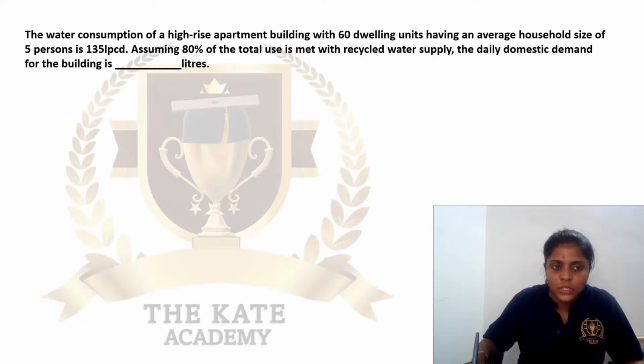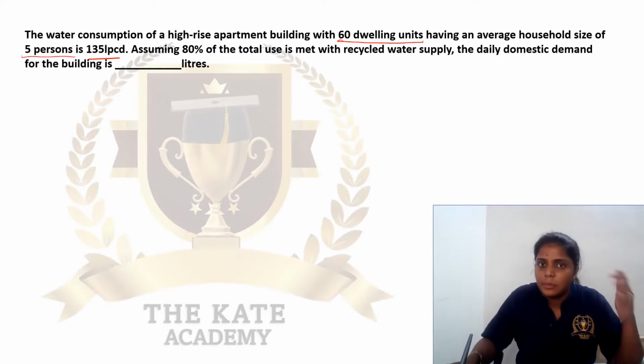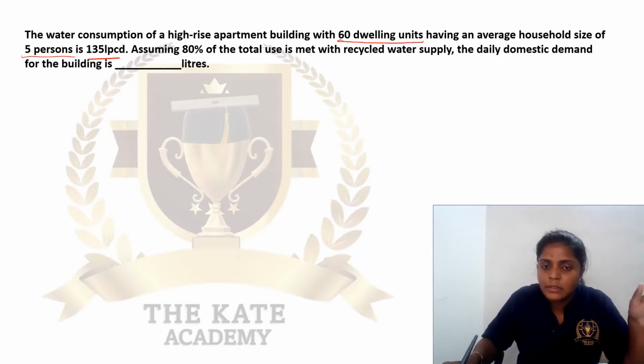Your next question. The water consumption of a high-rise apartment building with 60 dwelling units, 60 flats we can consider, having an average household size of 5 persons is 135 LPCD. I'll tell you that. So, assuming 80% of the total use is met, 80% is consumed, okay, with recycled water supply. The daily domestic demand for the building is how many liters?